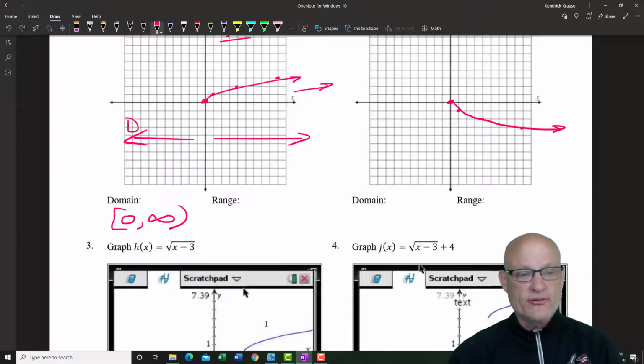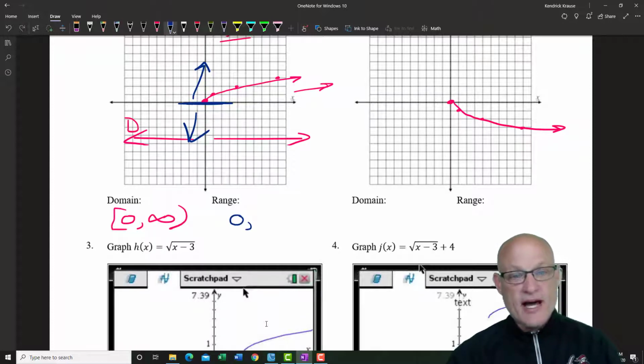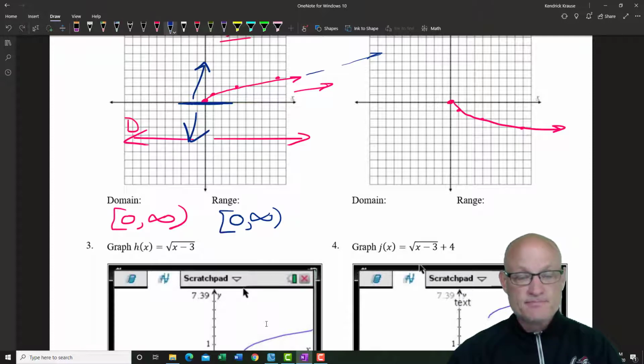All right, now range. Range, I'll do in blue. How much did we go up? How much did we go down? Well, if you'll notice, this is the lowest y value. And again, the lowest y value is 0. And the highest y value goes, now it doesn't look like it, but it's going up and up and up and up slowly. So it'll go up forever and ever and ever. So it turns out they're exactly the same.